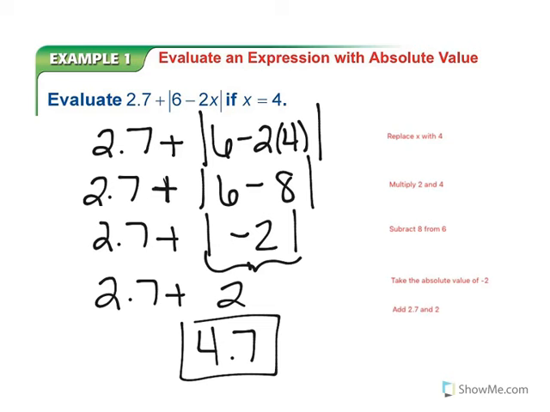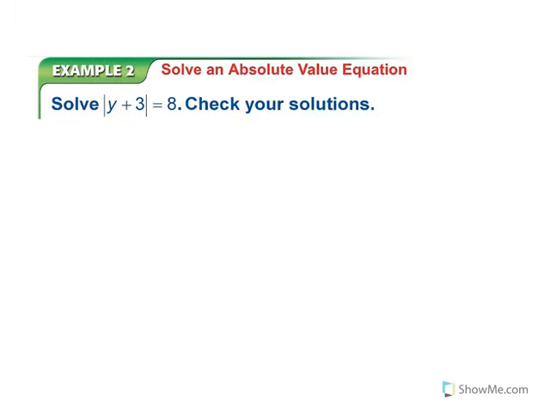Now I would like you to try a problem. For our second example, we're going to solve the absolute value of y plus 3 is equal to 8. Now, when you have something that looks like this, you'll have two cases. Your absolute value is going to equal your positive value 8, or the absolute value is going to equal negative 8.